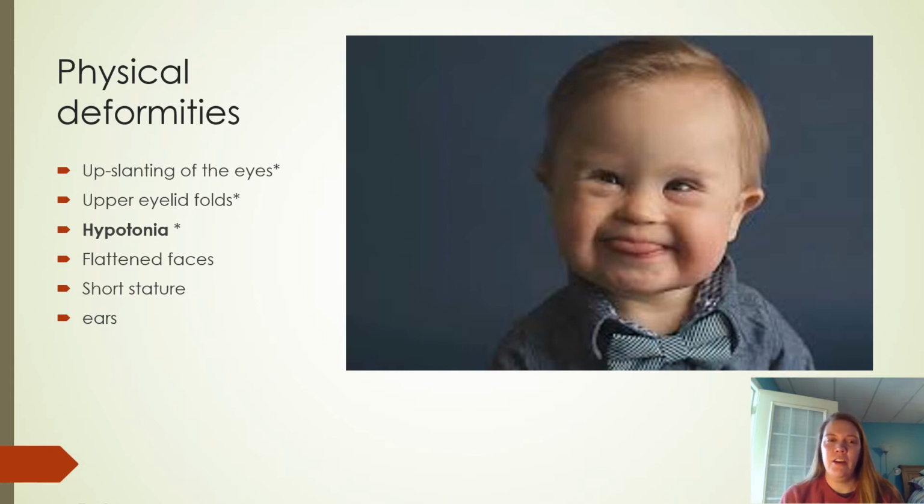Hypotonia is also known as floppy baby, which is from weak muscles. So you will see really bad postures with individuals with Down syndrome. Now, also, you'll see flattened faces. They also have short stature and ear deformities.